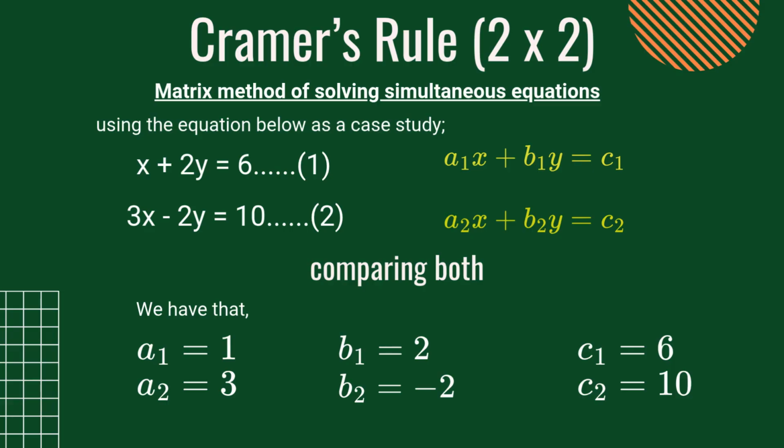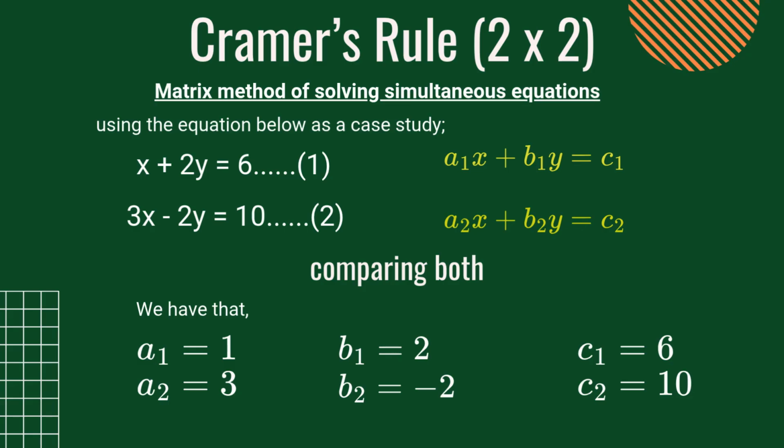equation 2. And then the equations in yellow, which are a1x plus b1y equals c1, and a2x plus b2y equals c2, is just the representation of a linear equation. If you compare them closely to equations 1 and 2, you see that they are the same. Just that now a1 is representing 1, b1 is equal to 2, c1 is equal to 6. a2 is equal to 3, b2 is equal to minus 2, and c2 is equal to 10. Look at this carefully, you see that they are the same thing.